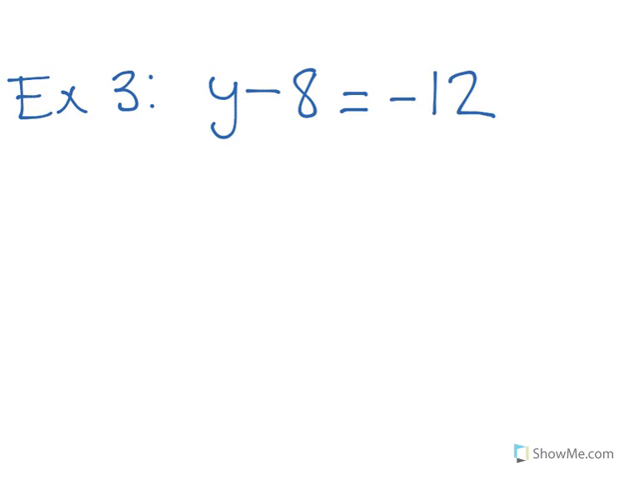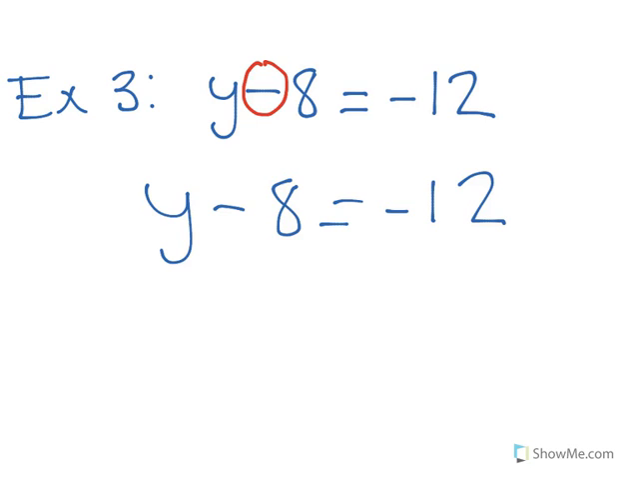My next example is y minus 8 equals negative 12. I'm going to rewrite this problem: y minus 8 equals negative 12. I have to solve for y. I recognize that in my problem, the operation is subtracting, and the opposite of subtracting is adding. So I'm going to add the opposite of negative 8. Notice I'm putting the operations right underneath each other. I'm going to add 8 to both sides.